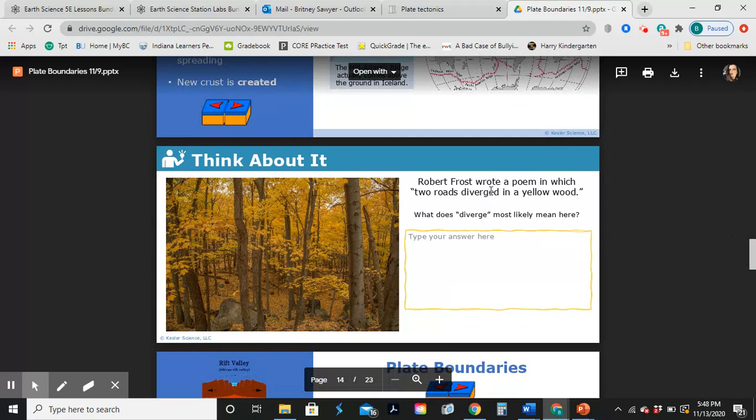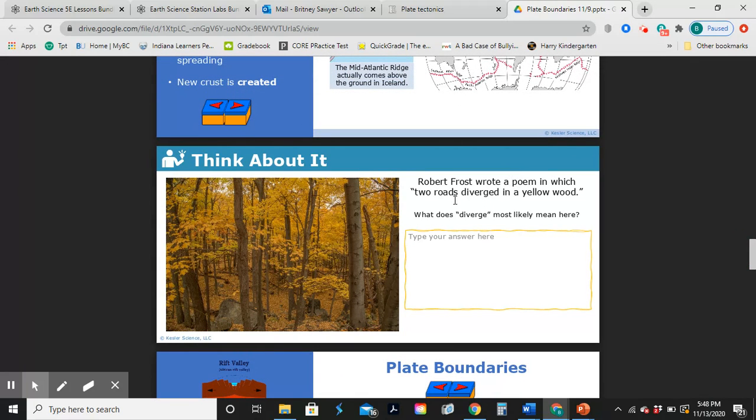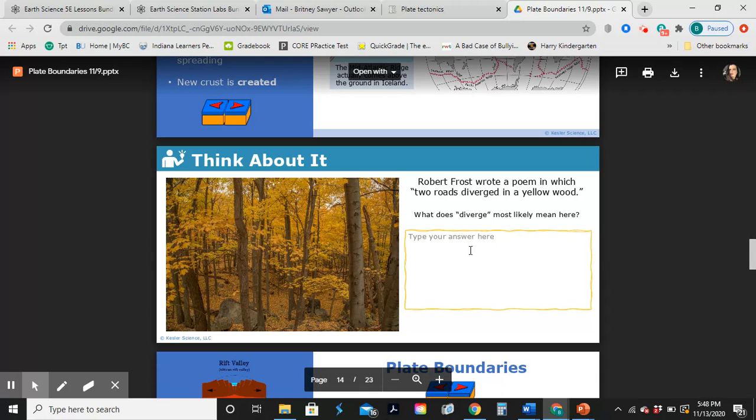Robert Frost wrote a poem in which the two roads diverged in the yellow wood. According to what we've just read, what does diverge likely mean? You're going to type your answer right here.